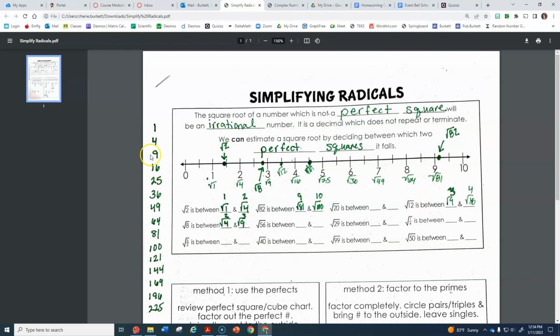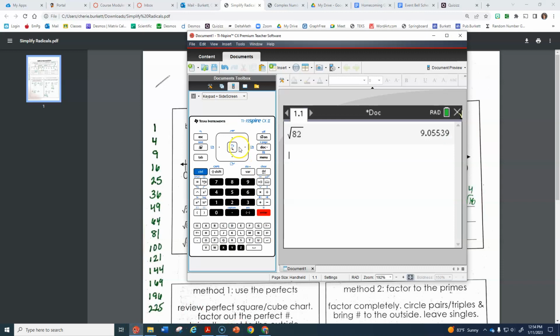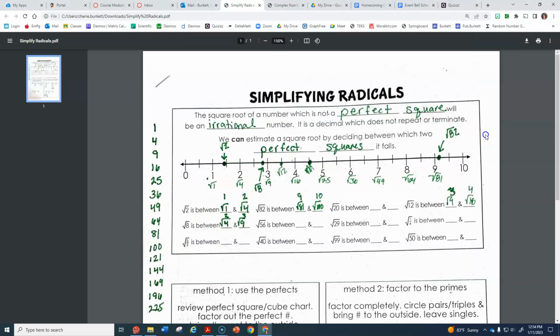12 falls between right here between 9 and 16. So the square root of 12 is going to fall between the square root of 9 and the square root of 16. Well, the square root of 9 is 3, the square root of 16 is 4. So the square root of 12 is going to fall somewhere between 3 and 4. And I think it's about evenly placed. So if we go back to the calculator and look, the square root of 12 comes out to be about 3.46, so that would round to be 3.5. So it should be kind of right there in the middle, 3.5.